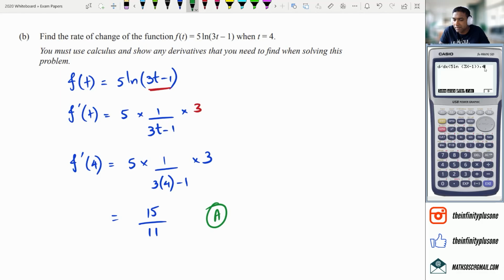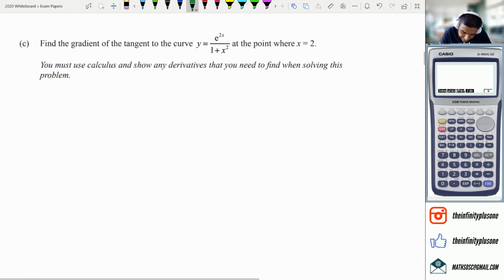Basically, that's telling me that I want you to find the differentiation of this, substitute 4, and tell me what the answer is. And as you can see, you're getting 1.36. Now, 15 over 11, as what we originally got as the answer, is also 1.36. And that is why you need the derivative and the answer. All right, so let's go to the next question, question 1C.